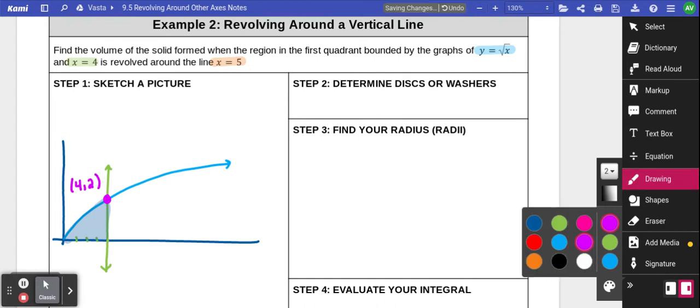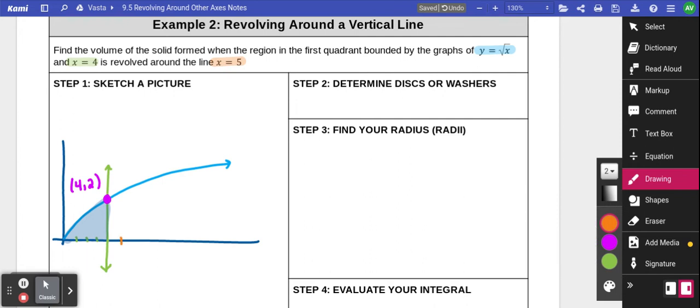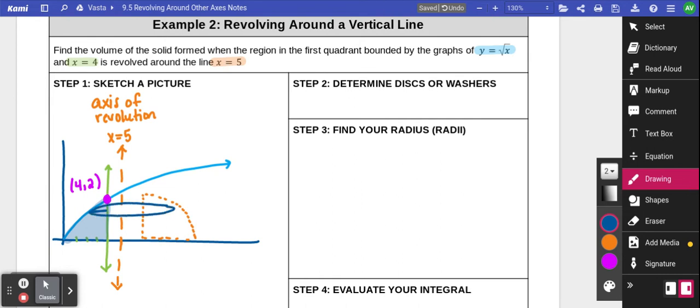Now, I want to take that region and I want to revolve it around the line x equals 5, which would be right here. So this is going to be my axis of revolution. When I revolve this region around that line, the image of this region would be over here. And if I look at one slice of this region, this slice right here, when I revolve this, I'm going to end up with a circle with a hole in the middle. Which means when I set up this problem, I'm going to be setting everything up using the idea of washers.